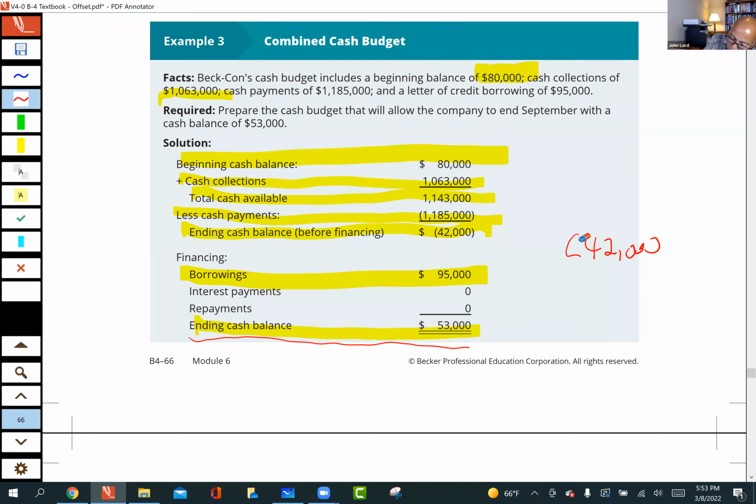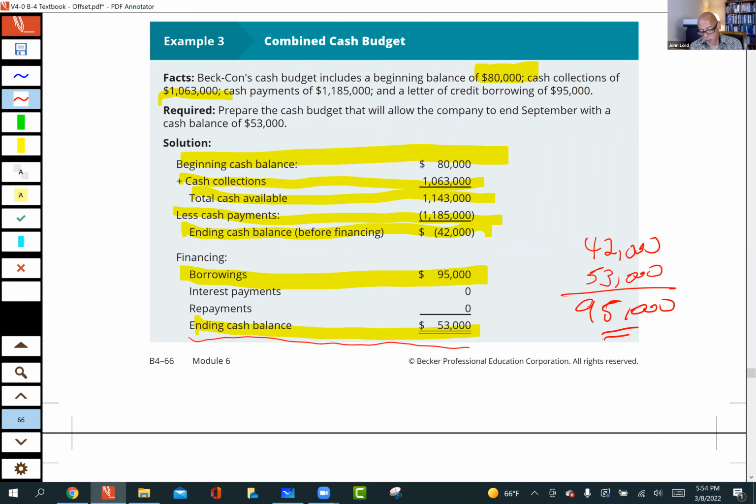We know that we want to end up with, let's say they told you that they want to end up with 53,000. Then you know that you have to borrow 95,000. So I have seen questions that go that route. And to me, that would be more what we would be calculating in the real world even.